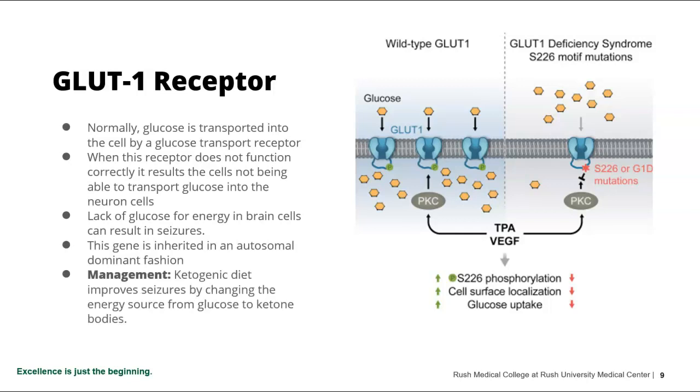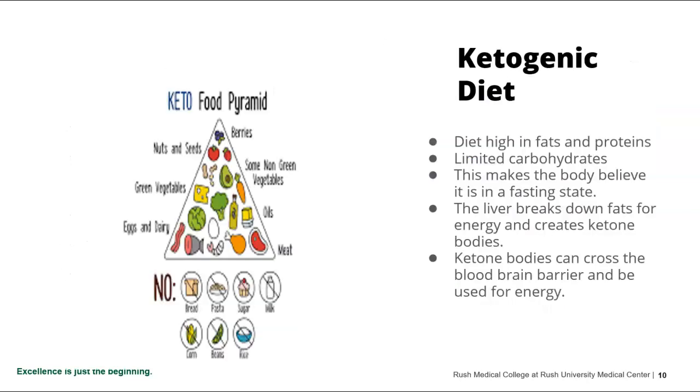Management, ketogenic diet. This improves seizures by changing the energy source from glucose to ketone bodies. So let's look at this. The ketogenic diet is a diet high in fats and proteins, limited carbohydrates. This makes the body believe it's in a fasting state, so the liver starts breaking down fats and making ketones. And ketone bodies can cross the blood-brain barrier and be used for energy.